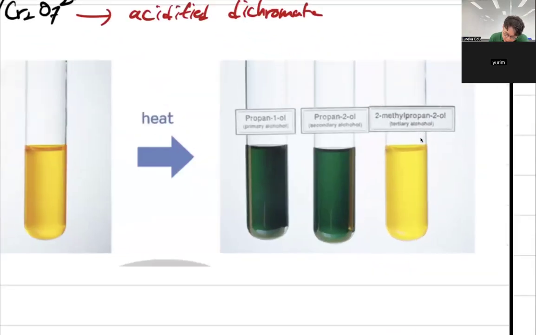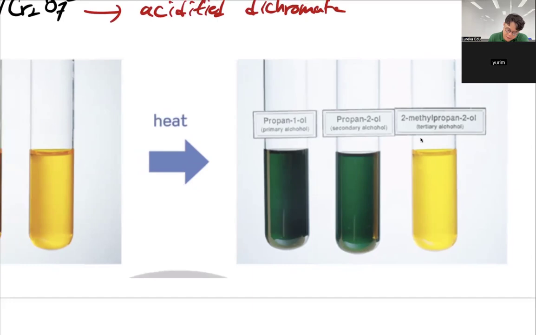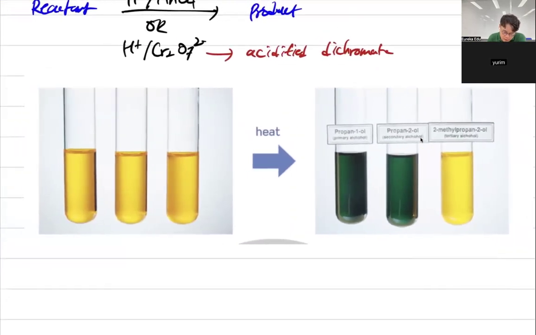What you can see there is, if we're adding it to propan-1-ol, a primary alcohol, there's a color change from yellow or orange to green. Same for propan-2-ol, the color changes from yellow to green as well. But for the third, the tertiary alcohol, it doesn't really change color, which indicates that there is no oxidation for the tertiary alcohol. Does it make sense? Yeah.